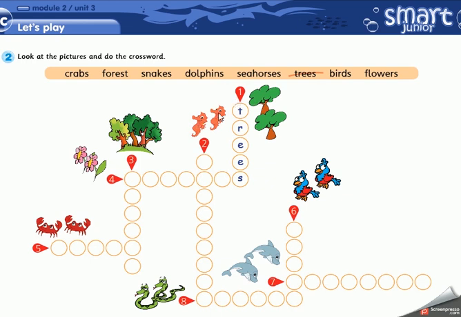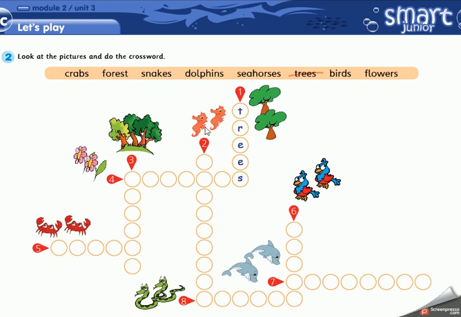Number one, for example, we have one and two, two trees. So we have trees, T-R-E-E-S. We have a crossword, T-R-E-E-S. Here we have the word trees. So let's see number two.